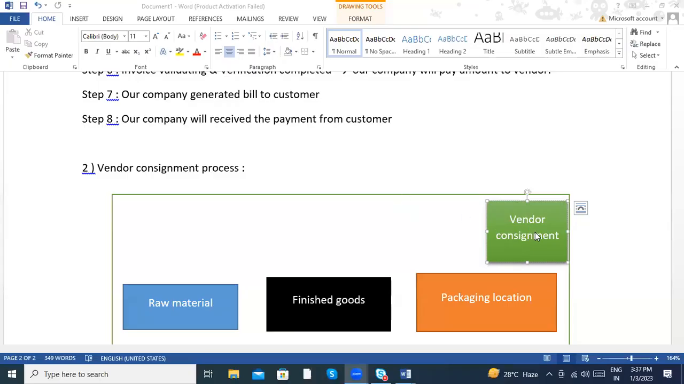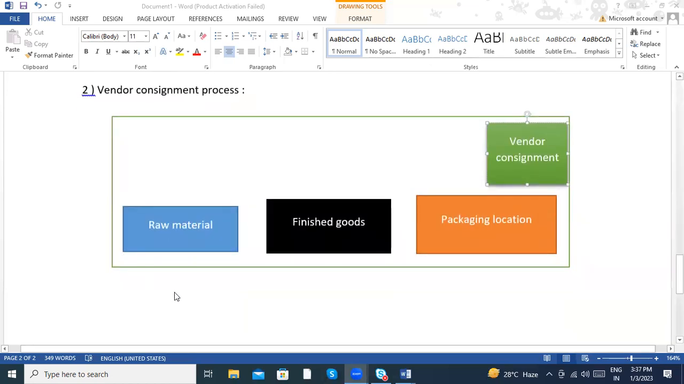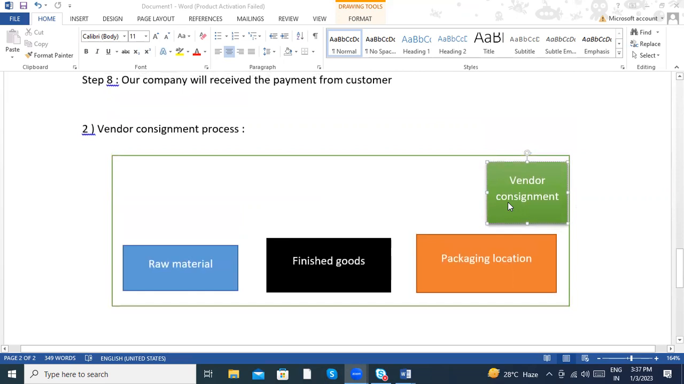So this is the vendor consignment process. What you need to remember here is that even when the stock is received in my location, the ownership will not change. That means there is no impact on the accounting, because we have not yet taken that stock. He is using my location.